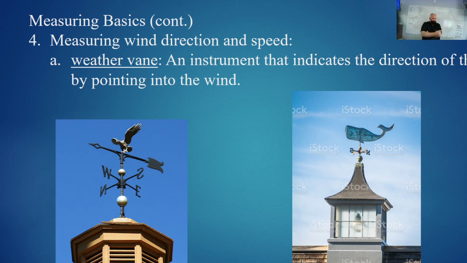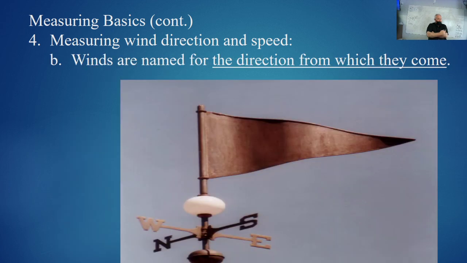Now, I was looking for some really unique ones, and this is the one that I could only get, but you can get any type of weather vane. It's just something up there that is going to catch the wind and move according to which direction it's coming from. Okay? Now, so this is how it is. Winds are named for the direction from which they come.